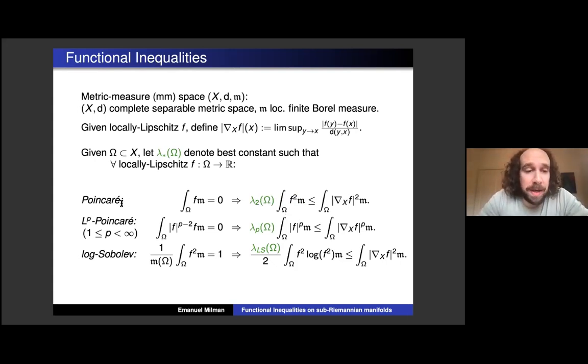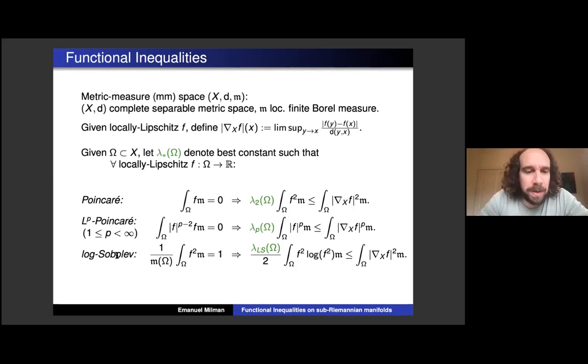Of course, you can generalize this definition to study Lp Poincaré inequalities for p in this range, let's say. And then this is the requirement that for any test function f, which satisfies this now natural balancing condition, we have this relation between the Lp norm of f and the Lp norm of the gradient of f. And the best constant is denoted by lambda sub p of omega.